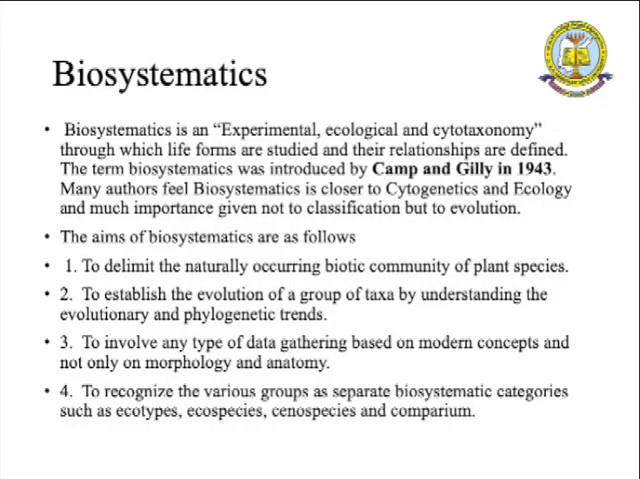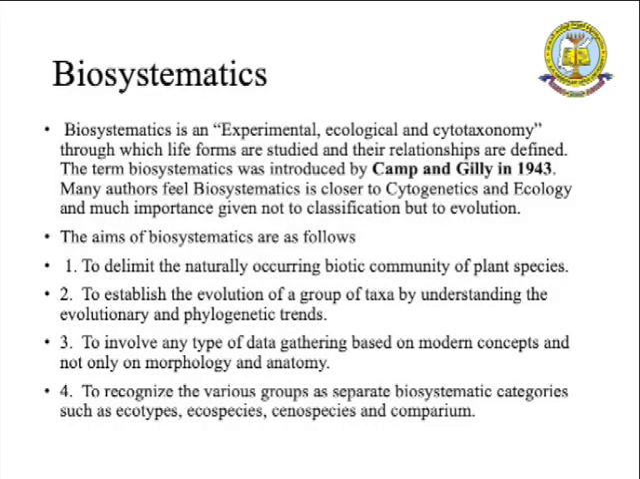What are the main aims of biosystematics? The main important aim is to delimit naturally occurring biotic communities of plant species. What are biotic components? Biotic communities mean the living things, and these living things are used in biosystematics. Next one, establishment of evolutionary groups of taxonomy, understanding the evolutionary and phylogenetic trends. What is phylogenetic? Phylogenetic means evolutionary purpose.